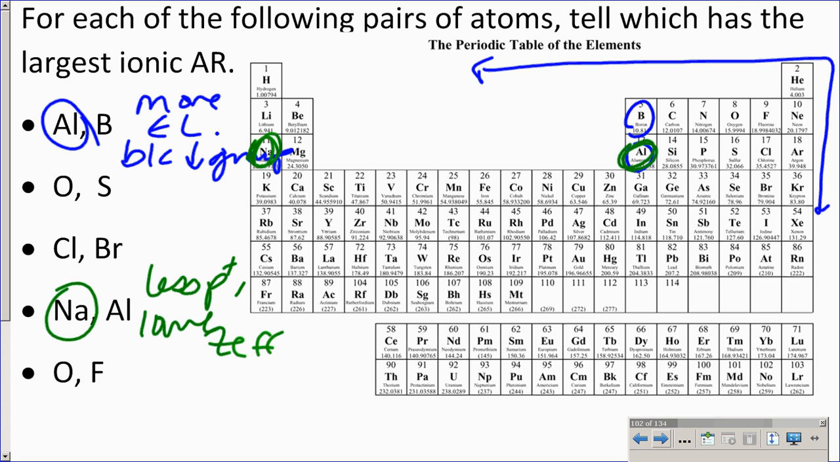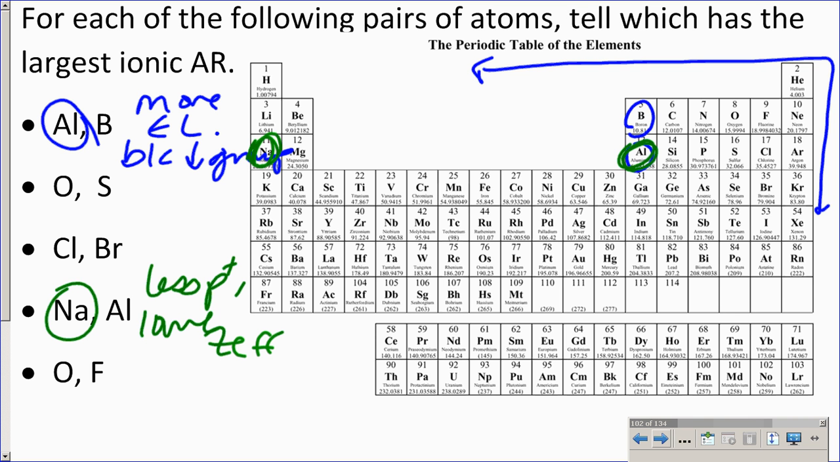So even if they have more protons, if it's in a lower period, then it has a smaller radius. More protons, different period. It's in a lower period than... So you're considering aluminum has more protons than boron, yeah. Boron. But that's what I said in the very, very beginning. When you're talking across a period, you talk about effective nuclear charge, and that's how you explain it.